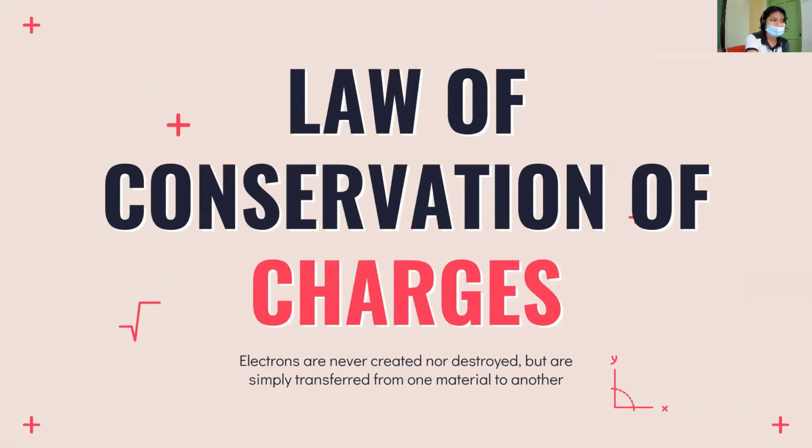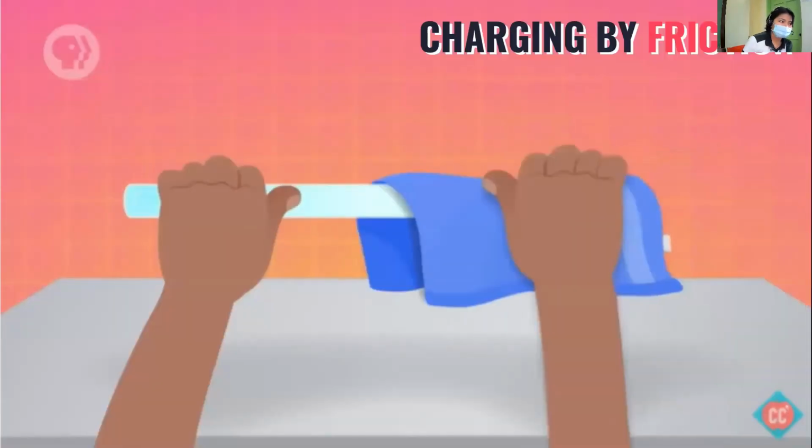Kanina may nabanggit tayong 4. Una is charging by friction, followed by charging by contact. Meron din tayong charging by induction, and then merong grounding. So, 4 po yung nabanggit kanina. Tignan natin yung iba nung 4 na yon. Yung una, charging by friction.